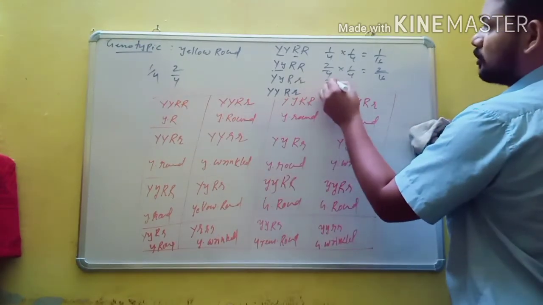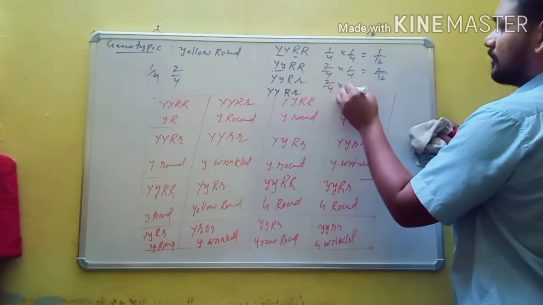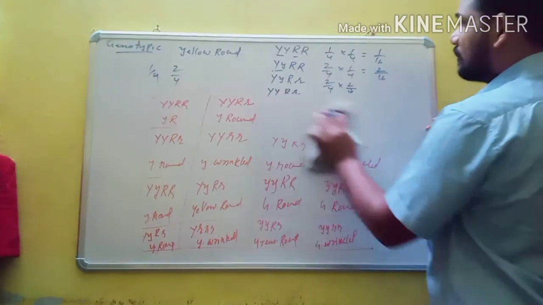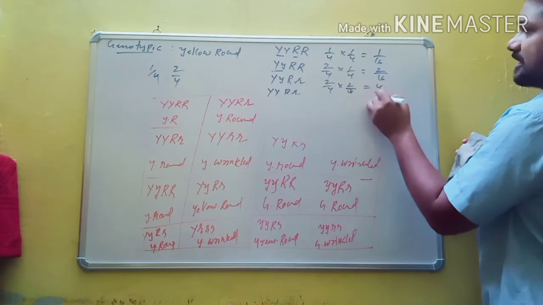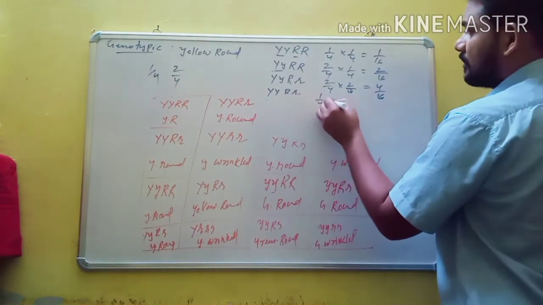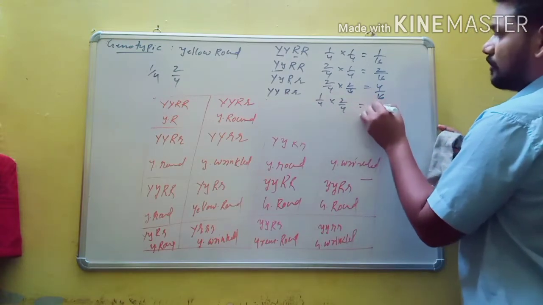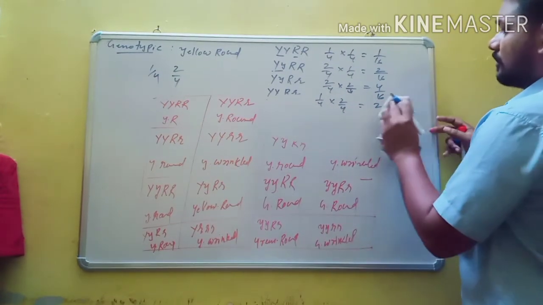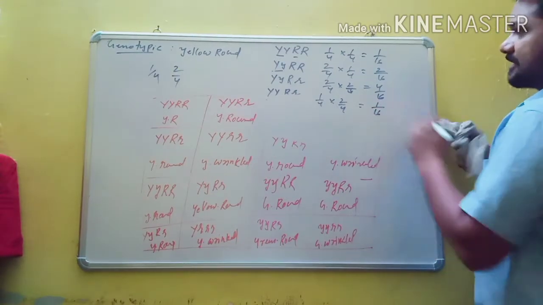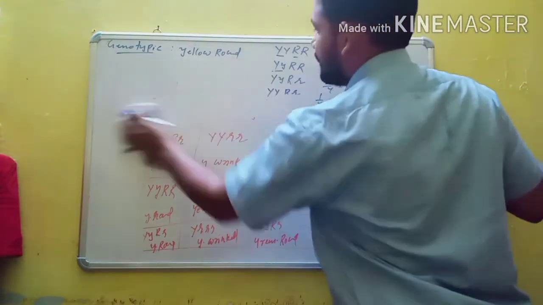Next 2/4, 2/4, which means 4/16. Next this one, 1/4, 2/4. So this is also 1/16. So this is the yellow round.